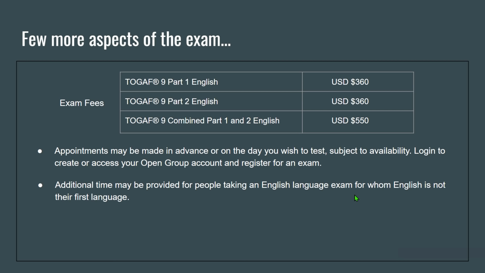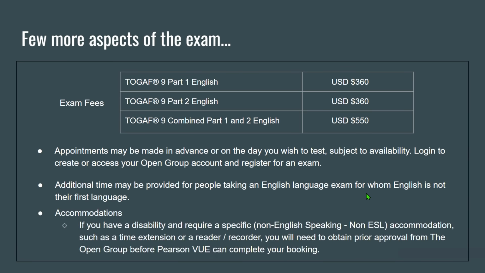One particular thing about this is that, as I said, part 2 has long text-based scenarios, and sometimes people who don't have English as their first language may find it difficult. So you can get an exemption to get additional time, but you need to request it at the time of registering for the exam. You can get additional time if English is not your first language.